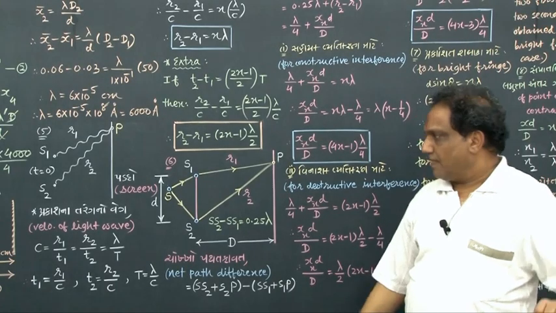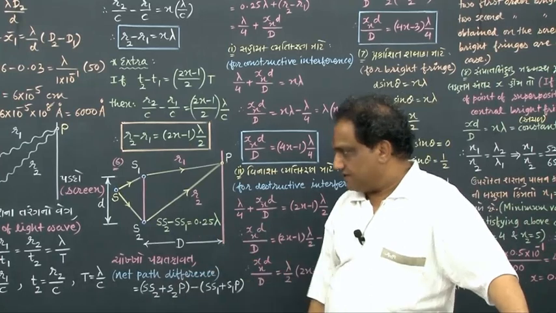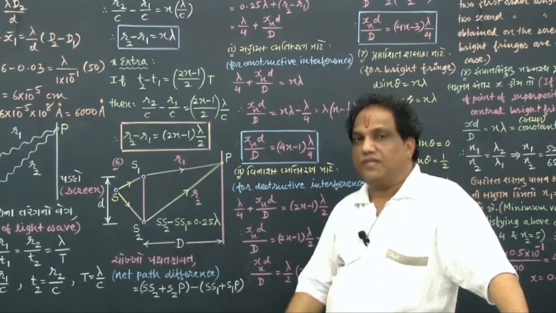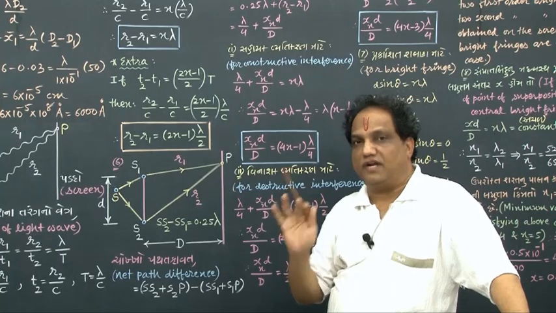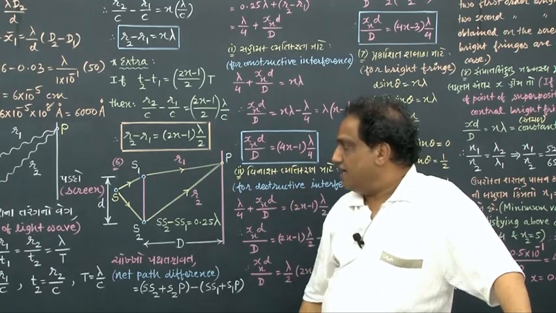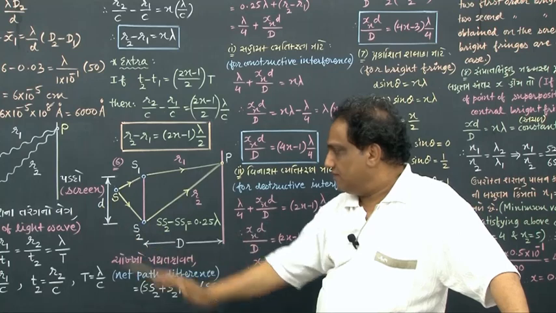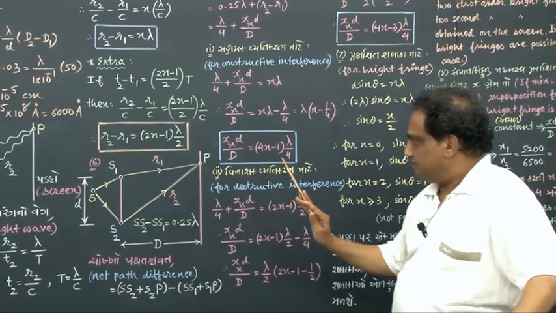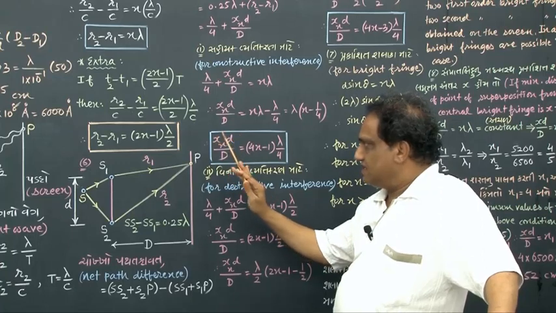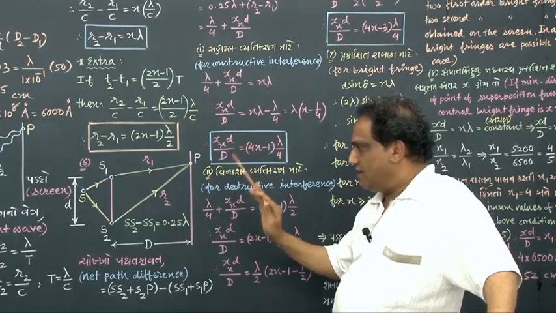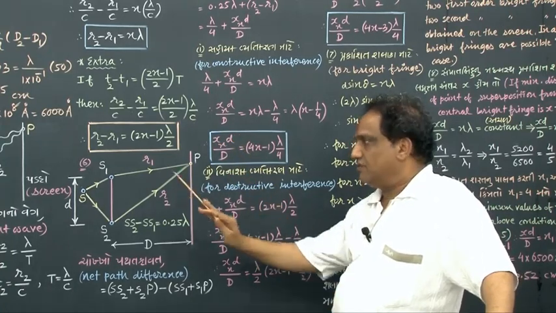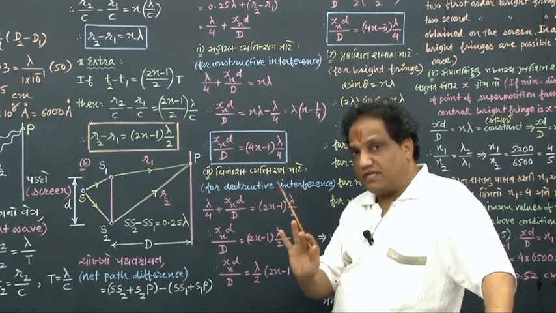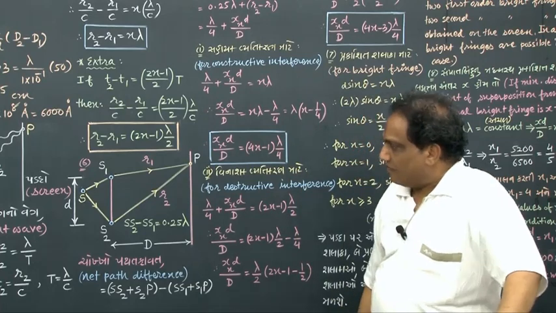Read it. They have given this figure, and using this figure we have to find the conditions of constructive and destructive interference in terms of small d, in terms of capital D, and in terms of this path difference. The conditions we have to obtain in terms of the wavelength lambda. What will be the conditions? I am showing you. Look.